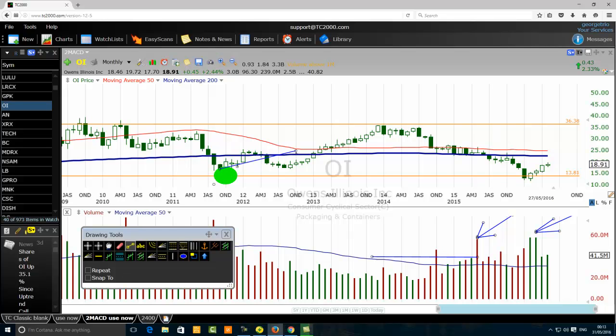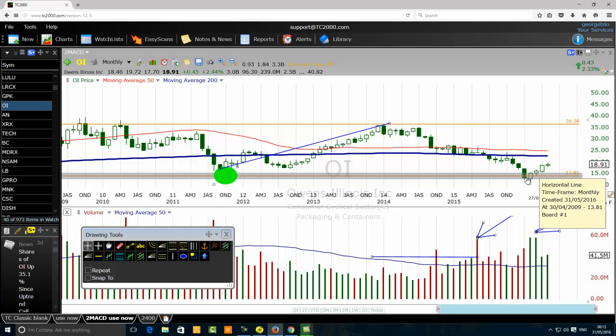So the stock went down from the level of $13 all the way to $36. So this is a very important support level where the smart money bought this stock at a specific price. Now here we are again after the price reaches the level of $36. Then the stock starts going down again, and now we are again at the level of $13.